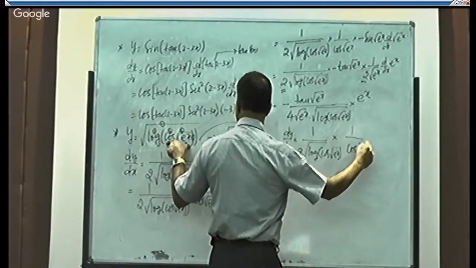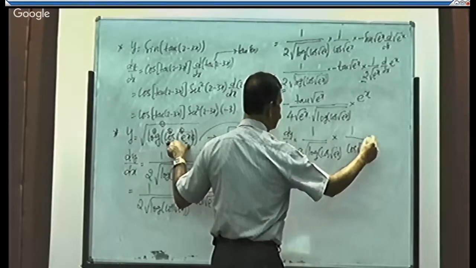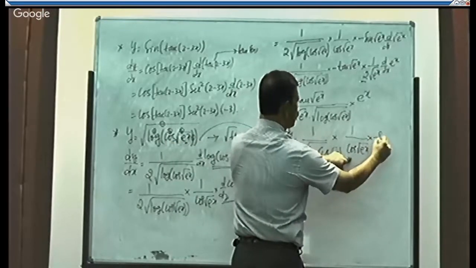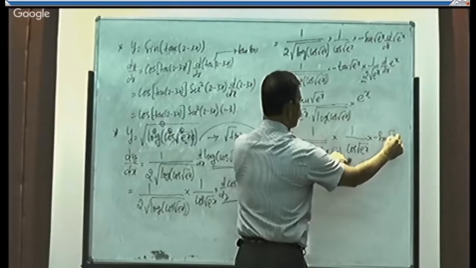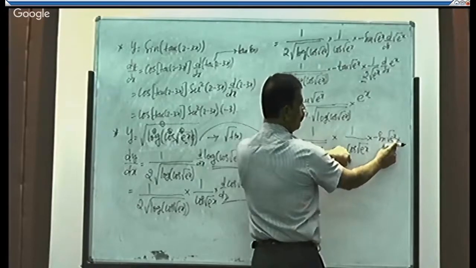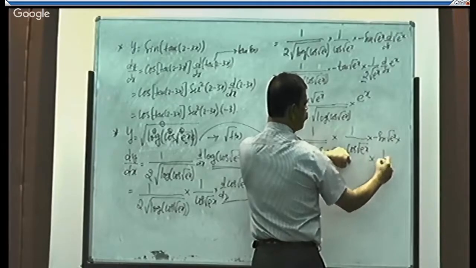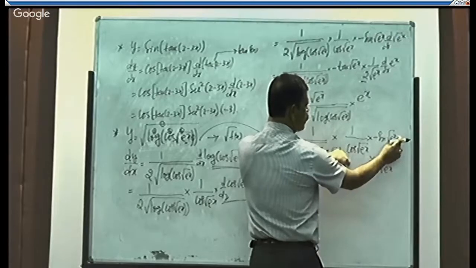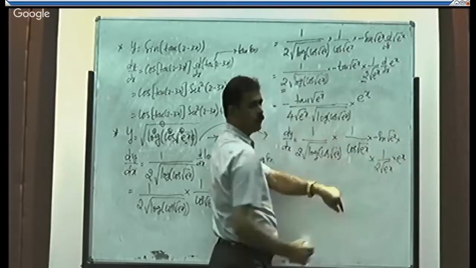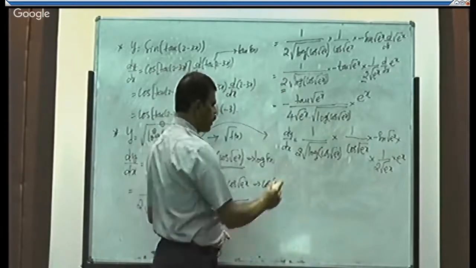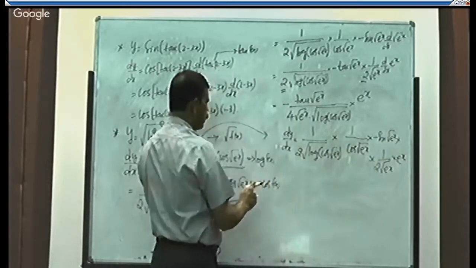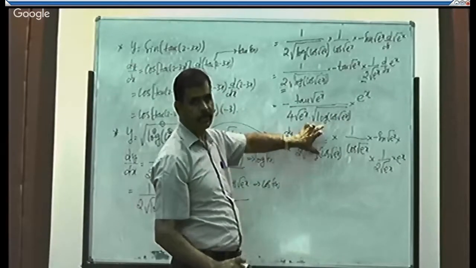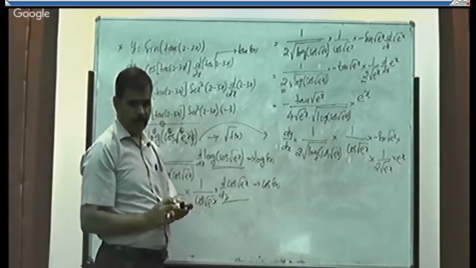Cos of root of e to the power of x into d by dx of what? Cos. Instead of cos, write its derivative. It is minus sine of root of e power x into differentiation of what? Root. For root it is 1 by 2 root of e power x into d by dx of root function, which is function here, e power x. So if you know the chain rule properly, you can write in a single line. Instead of writing all those steps, you can write it in a single line. So this is the main advantage of using this method, right?